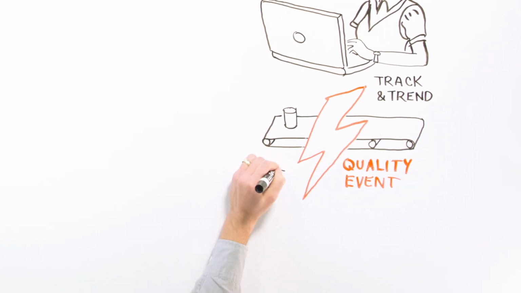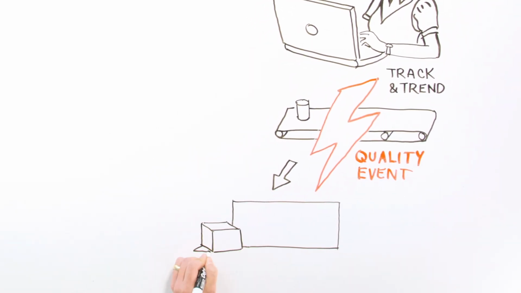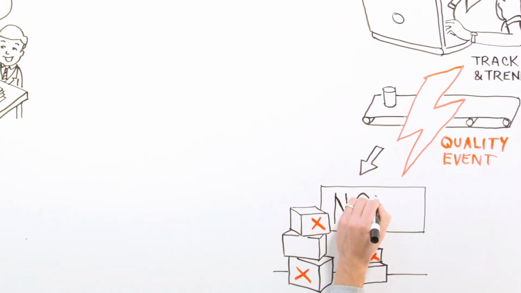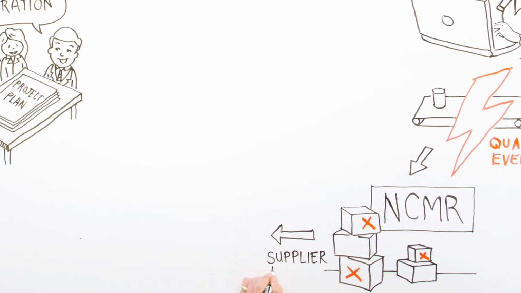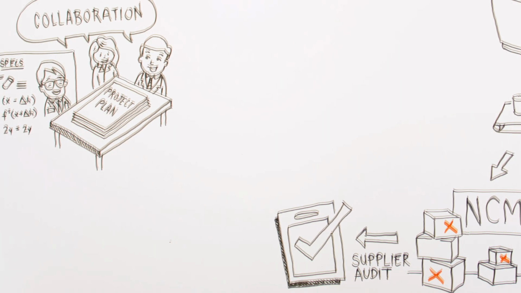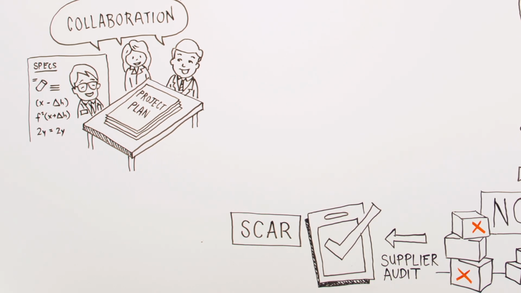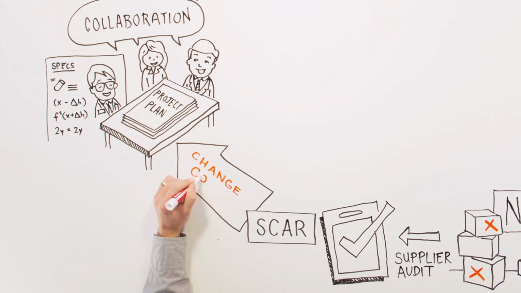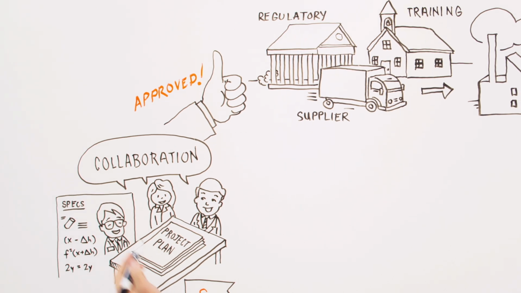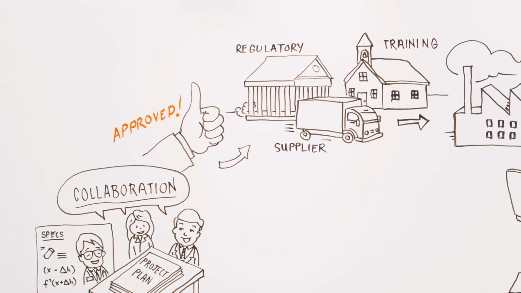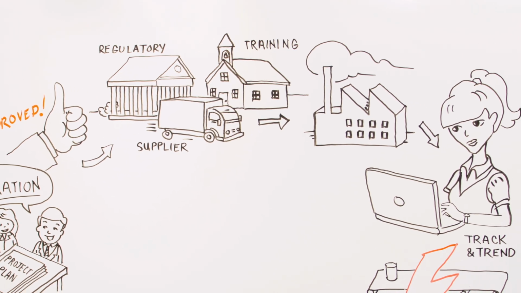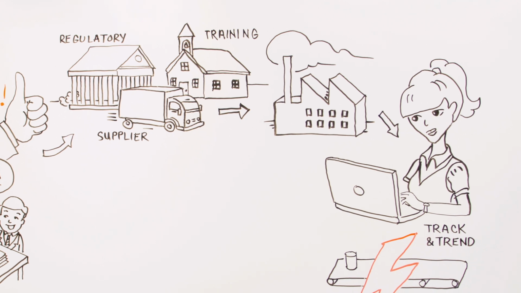As you are tracking these quality events, you may discover a trend that indicates a contract manufacturer is sending you a defective product. So at this point, it requires you to go out and do an audit of that supplier. You may have additional findings that come out of that audit that result in a Supplier Corrective Action Request, or SCAR. This series of events may prompt a change control that results in a change to one of your specifications. So now you've come full circle. You'll collaborate with your team, go through the change control process, disseminate a revised specification to your suppliers, and your team will need to be trained again on the new specification and process.